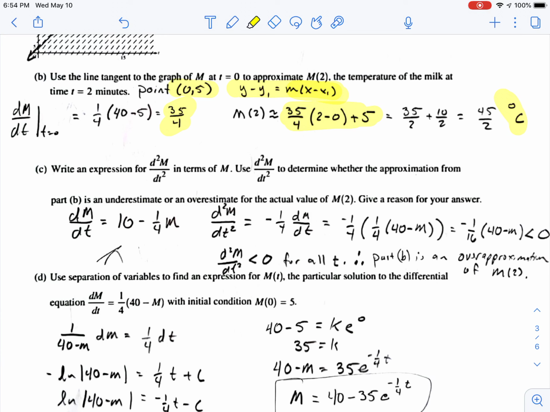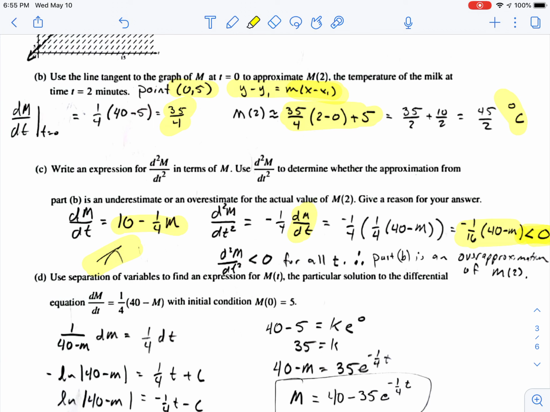You take your derivative. It's easier if you go ahead and distribute first. When we take the derivative, remember the derivative of m is dm dt. So we have to make sure we say negative 1/4 dm dt. And so that turns out to be negative 1/16 times 40 minus m, which is always less than 0, which means that our tangent line will be an over approximation because we're going to be concave down.